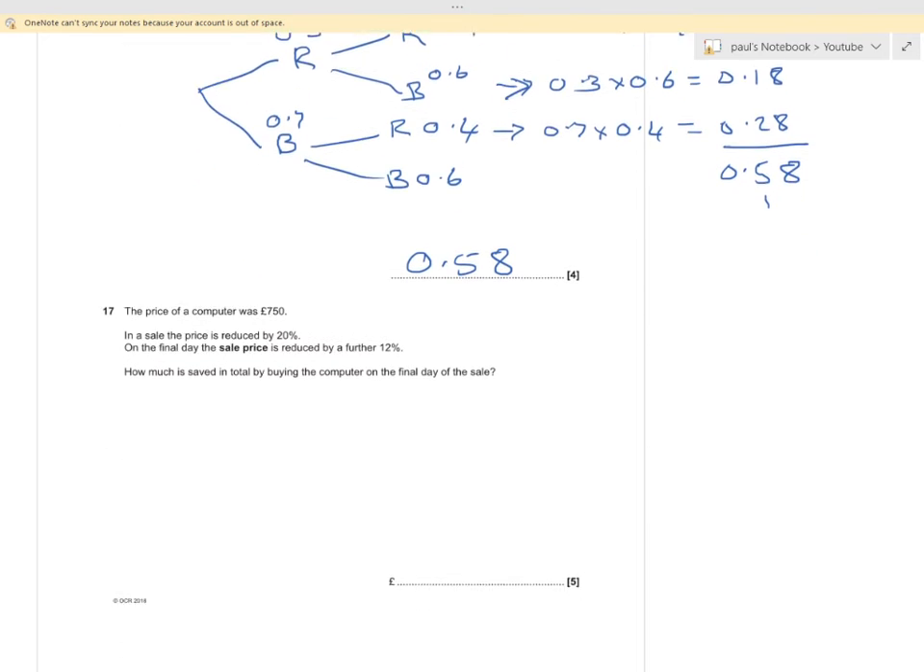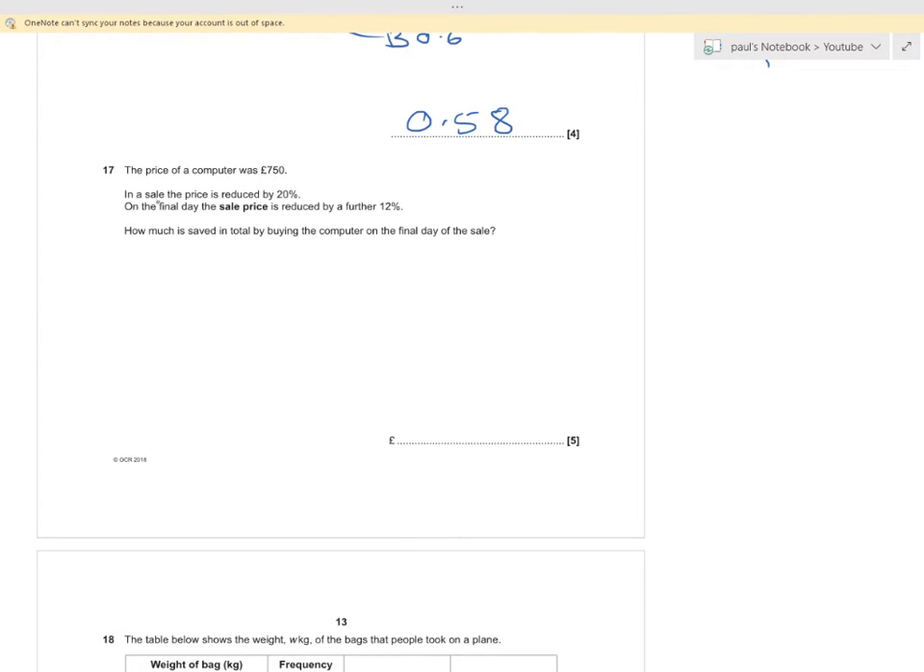Okay, let's have a look at the computer. The computer was 750 in the sale. In a sale, the price is reduced by 20%. On the final day of the sale, it's reduced by a further 12%. How much is saved by buying the computer on the sale day? So we've got 750 times 20%. So 750 times 20 divided by 100 is 150. So we've got 750, take away 150, which equals 600.